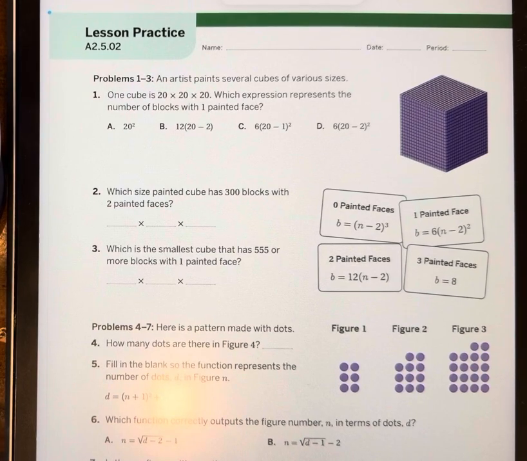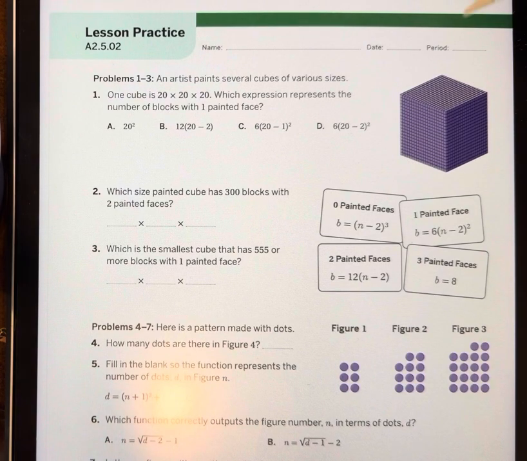Okay, let's do some math. 5.2. We're on the cubes still. Let's see what we got. So an artist paints several cubes of various sizes. One cube is 20 by 20 by 20. Which expression represents the number of blocks with one painted face?